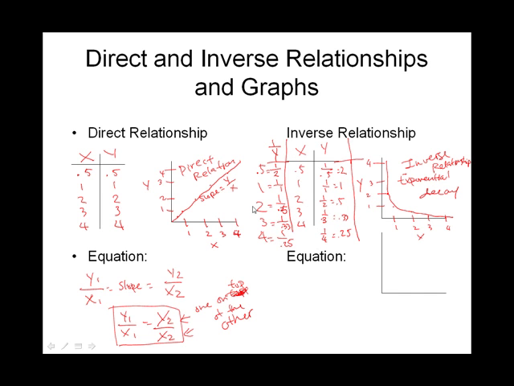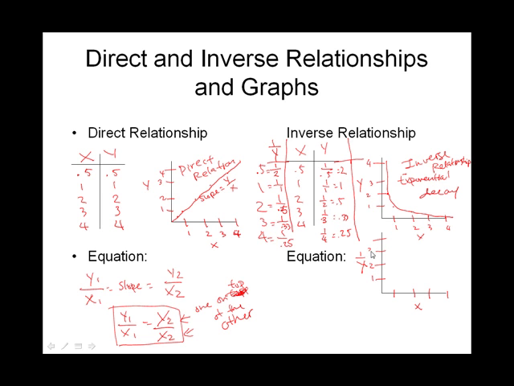So now, as you can see, if I were to graph x versus 1 over y, I have a direct relationship once again. So if I were to graph this, my axes will be x and 1 over y.